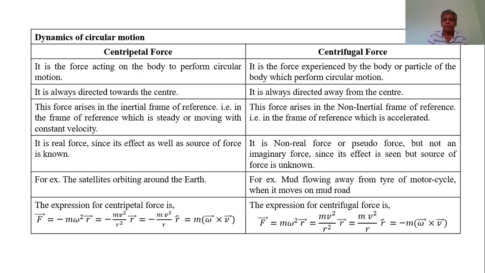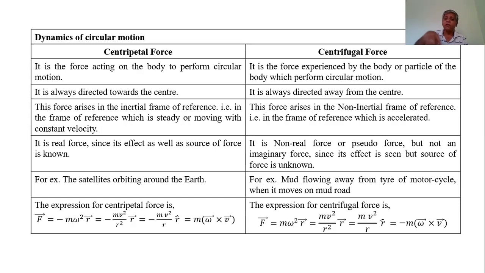The inertial frame of reference is steady or moving with a constant velocity. That is called the inertial frame of reference. And the centripetal force arises in the inertial frame of reference. But the centrifugal force arises in the non-inertial frame of reference.